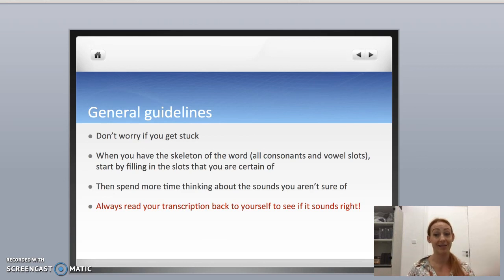And one last, final, important thing. Always read your transcription back to see if it really sounds like the word that you meant to transcribe.